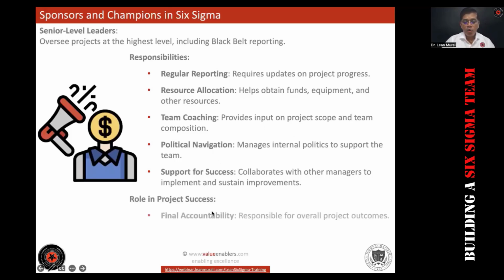Okay. And roles in project success are final accountability and liaison. See, these people are responsible. The sponsors, the final accountability lies with them. The buck stops with them, right? Overall project, because they are going to spend a lot of time, money, and resources on the project. So they are responsible for the project outcomes, and they act as a bridge between the team and the leadership. Okay, these are all the typical roles of sponsors and champions in Six Sigma.